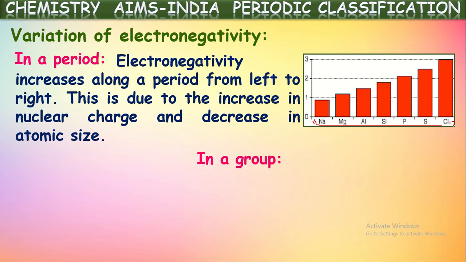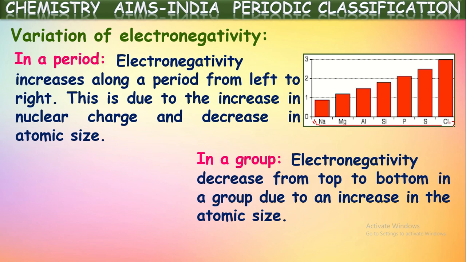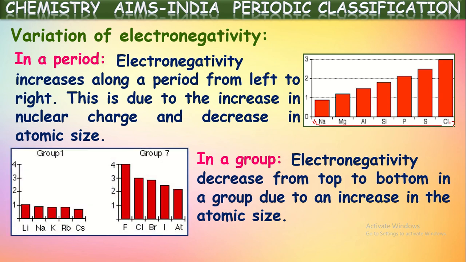And what about in a group? In a group, electronegativity decreases from top to bottom. This is due to the increase in atomic size. So it is quite the reverse of the case of a period. What is happening in the group? From top to bottom, atomic size increases and hence electronegativity values decrease in a group from top to bottom.